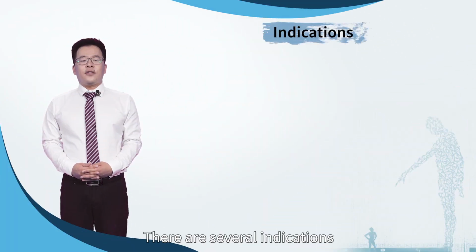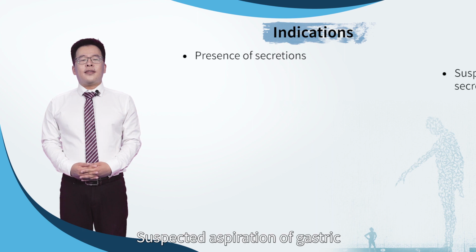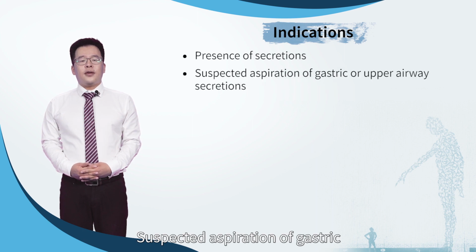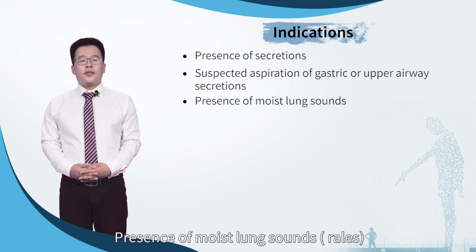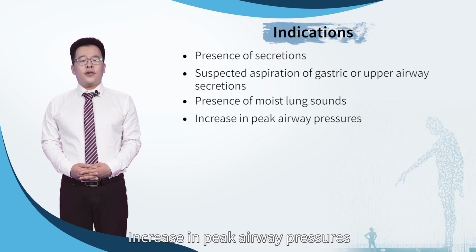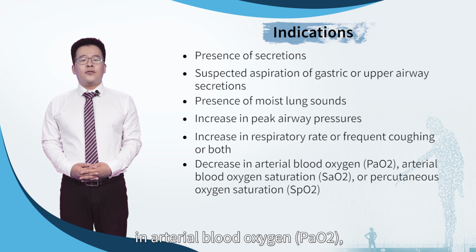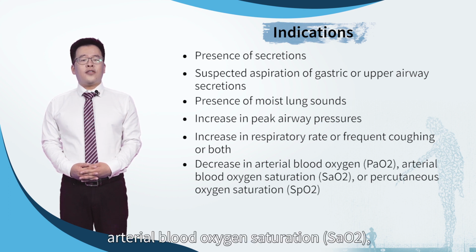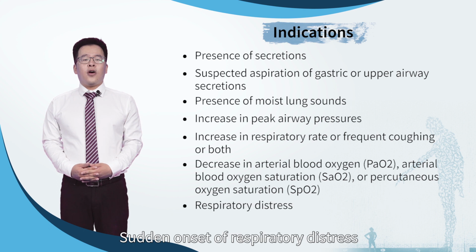There are several indications for suctioning, including the following: secretions in the artificial airway, suspected aspiration of gastric or upper airway secretions, presence of moist lung sounds, rales, increase in peak airway pressures when the patient is on mechanical ventilation, increase in respiratory rate or frequent coughing or both, gradual or sudden decrease in arterial blood oxygen saturation or percutaneous oxygen saturation, sudden onset of respiratory distress.